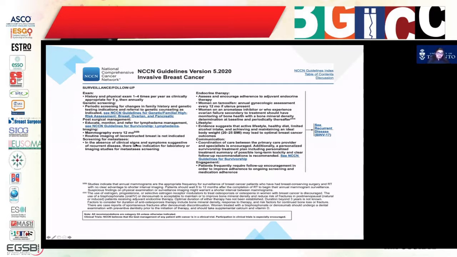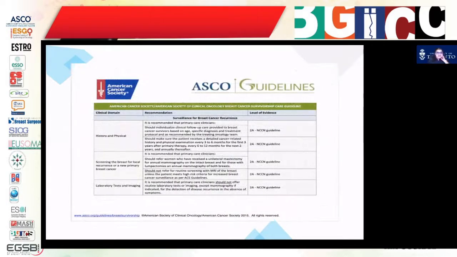So annual mammography is the way to follow these women who have some breast tissue left on the ipsilateral side and obviously on the other side. This is the ASCO guideline, which resonates with the NCCN guidelines, and they make this very important observation that there should be individualized clinical follow-up. So again, personalized care is very important. Each patient is unique. Their needs are unique and they should be catered to.